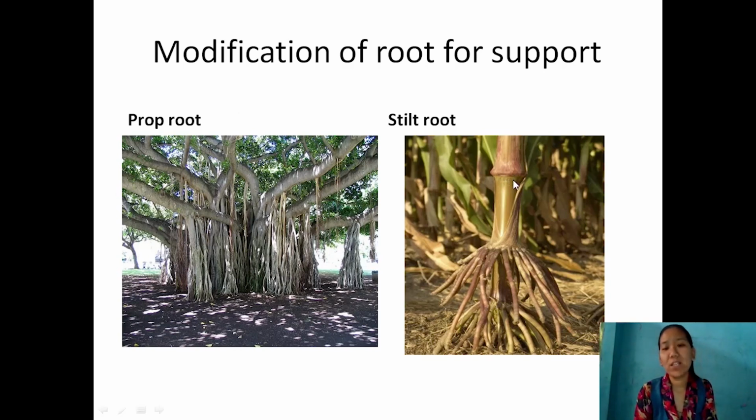And then there is another type of root called stilt root, which also develops from the node of the stem. It grows downward and provides extra support for the plant. That is stilt root. Stilt root is found in maize and sugarcane too.